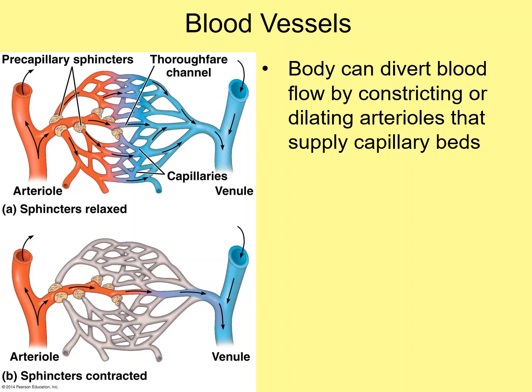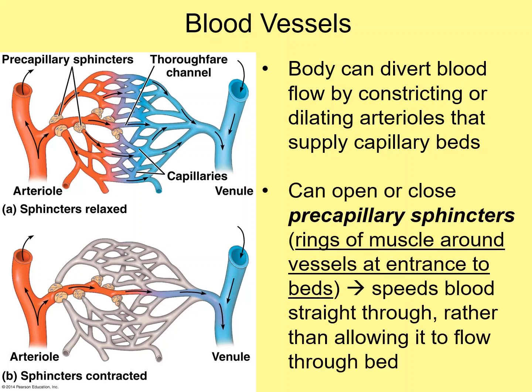And we can take this to the next level by opening and closing smooth muscle rings around the vessels at the entrance to the beds. You'll notice here I've got my arteriole in red on the left. As it's going into the capillary bed, the arterioles are starting to branch, and those branches are surrounded by sphincters. These are little rings of smooth muscle. If I contract the sphincter, that's going to constrict the blood vessel and essentially restrict access of the blood to those capillary beds.